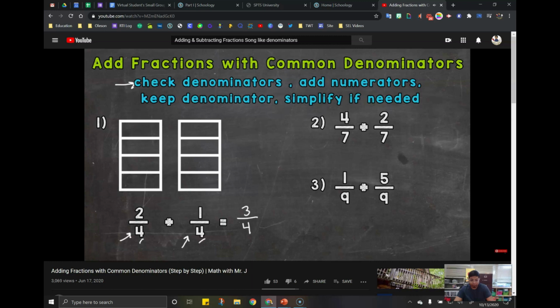In this case, 3/4 is already simplified. The only common factor between 3 and 4 is 1, so we're in simplest form. Our answer is 3/4. So let's do this with our model here. Our first rectangle here is cut into 1, 2, 3, it's cut into fourths. So we need to fill in 2/4 to represent that 2/4 in our addition problem.